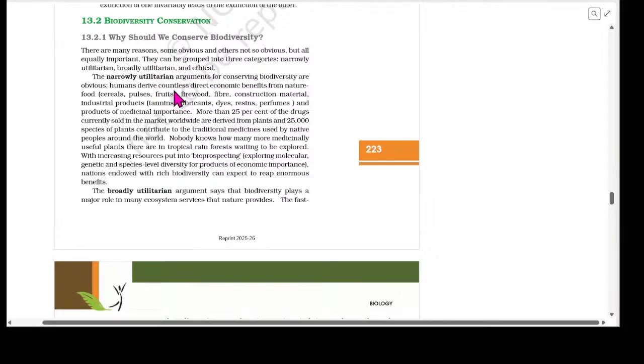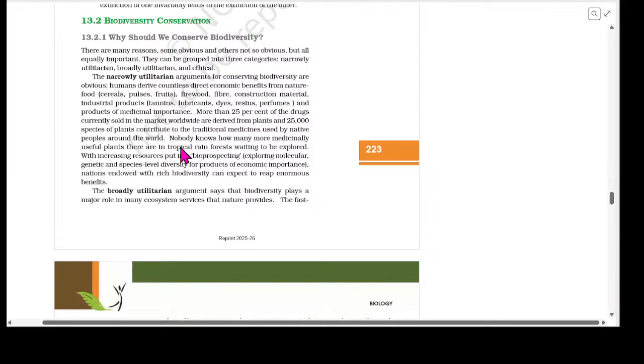Humans derive countless direct economic benefits from nature: food like cereals, pulses, fruits, firewood, fiber, construction material, and industrial products, which include tannins, lubricants, dyes, resins, perfumes, and products of medicinal importance. More than 25% of the drugs currently sold in the market worldwide are derived from plants, and 25,000 species of plants contribute to the traditional medicines used by native people around the world.